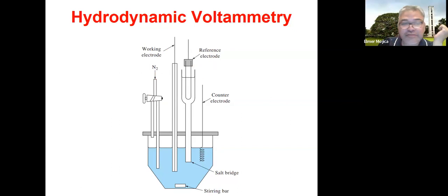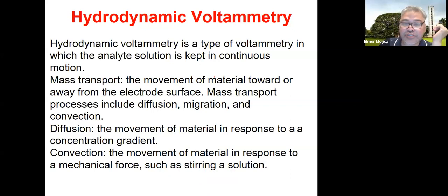Okay. Whenever you have hydrodynamic voltammetry, this is a type of voltammetry where the analyte is kept in continuous motion. If you have continuous motion here, that means there's really mass transport. You still recall what mass transport is: the movement of material toward or away from the electrode surface. It can include what? Diffusion, migration, and convection. Now, the ones that are common here are diffusion, which is the movement of material in response to a concentration gradient, and convection, the movement of material in response to a mechanical force, which in this case is stirring. So remember, diffusion limit in the LSV that we have discussed.